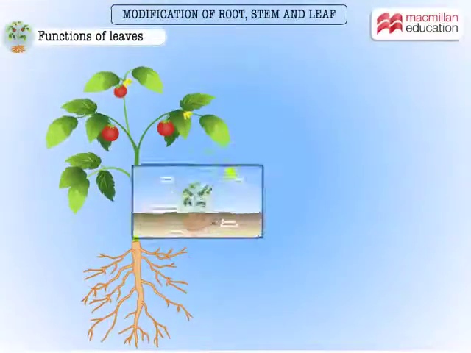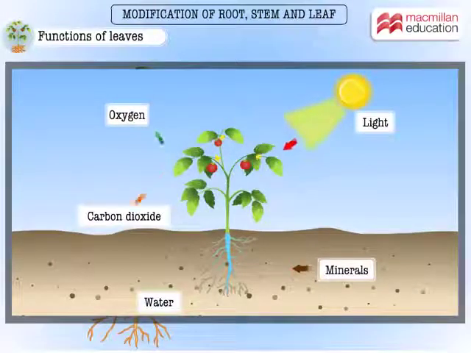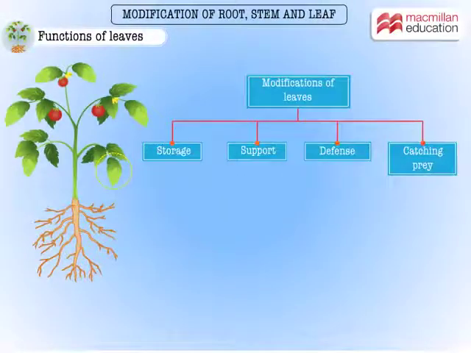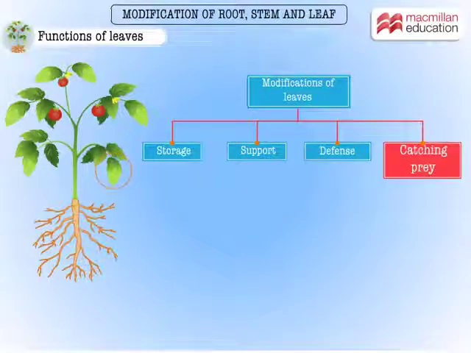We all know that the primary function of the leaves is photosynthesis. Leaves of some plants are modified to perform specialized secondary functions such as storage of food, mechanical support, defense against grazing animals, and prey catching. Let us see some examples for each of these.